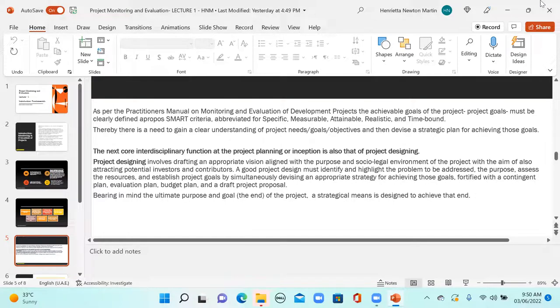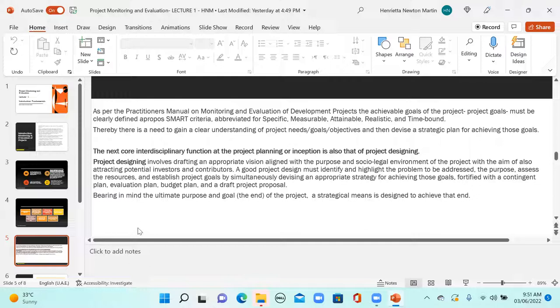Then evaluation plan, budget plan, and a draft project proposal, all these form a part of the project design charter. It has a vision, goals and purpose. They assess the resources available, clearly define the project goals and even define the milestones. They simultaneously devise an appropriate strategy for achieving those goals. Then they fortify it with a contingent plan, an evaluation plan, a budget plan, and a draft project proposal.